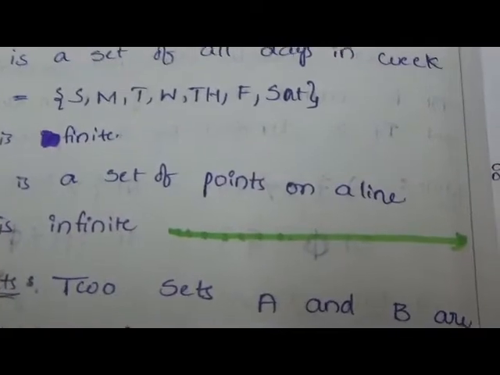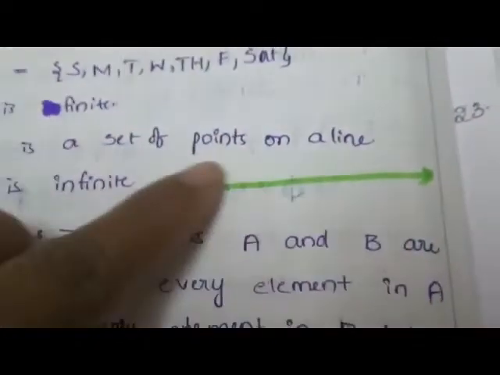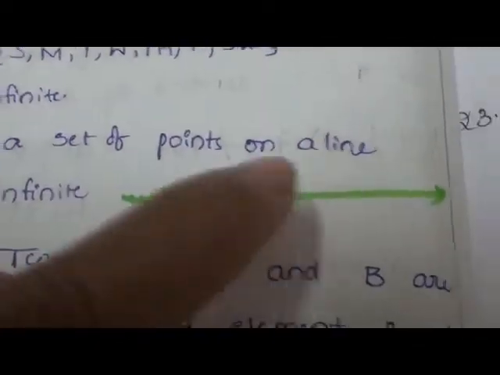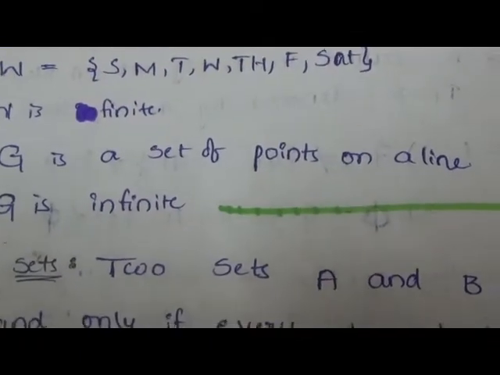G is a set of all points on a line. The line goes on and on. How many points can we point out here? So many points. So G is an infinite set.